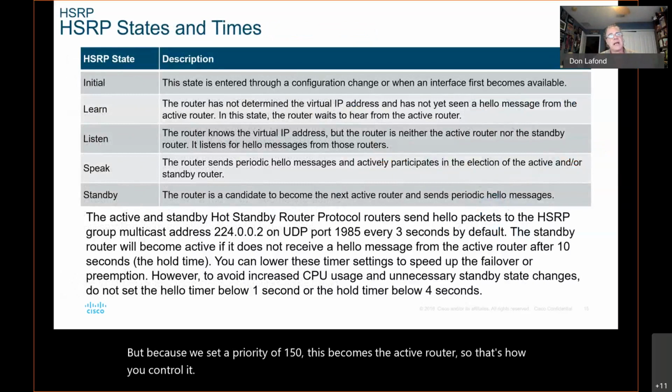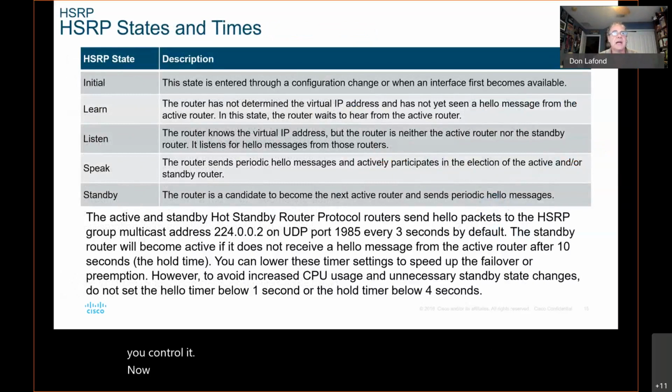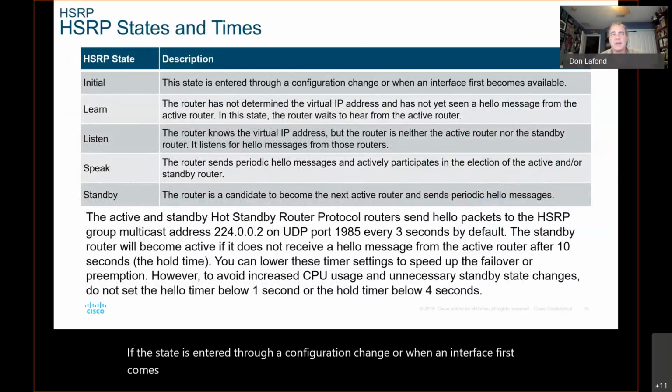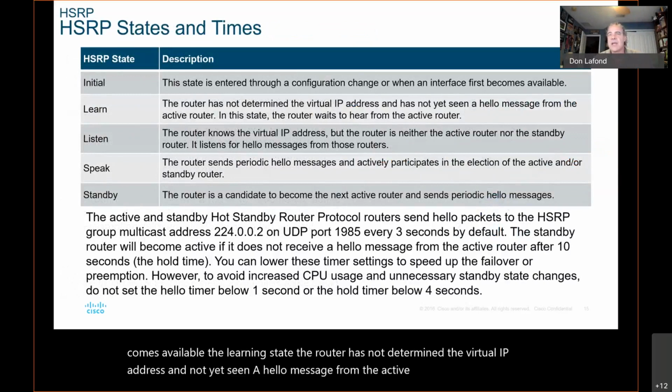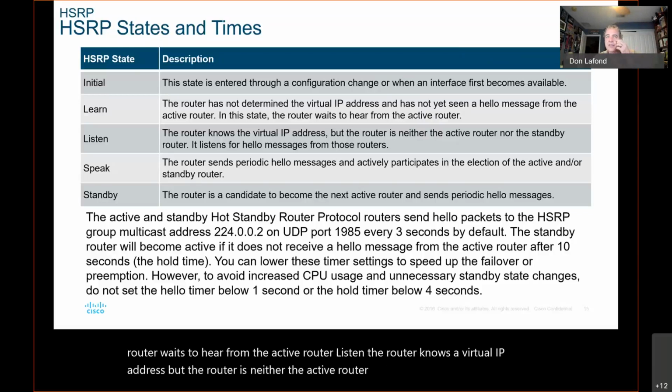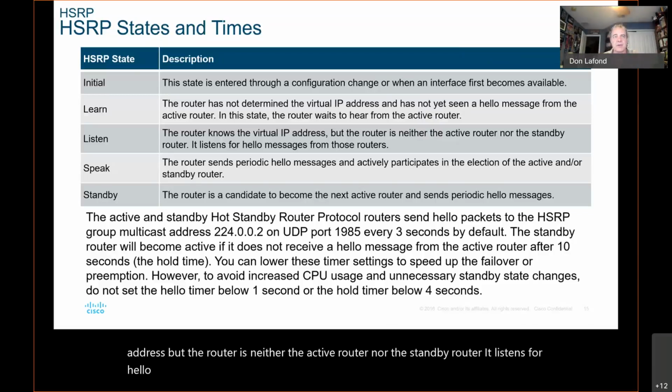Now, HSRP has states and timers. The initial state is entered through a configuration change or when an interface first comes available. In the learning state, the router has not determined the virtual IP address and has not yet seen a hello message from the active router. In this state, the router waits to hear from the active router. Listen: the router knows the virtual IP address, but the router is neither the active router nor the standby router. It listens for hello messages from those two routers.